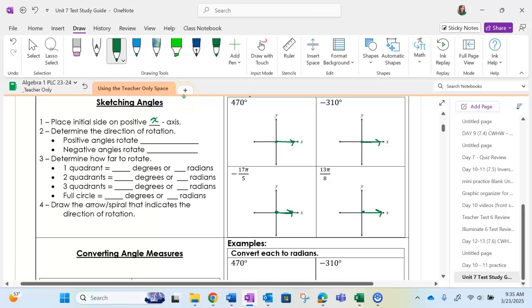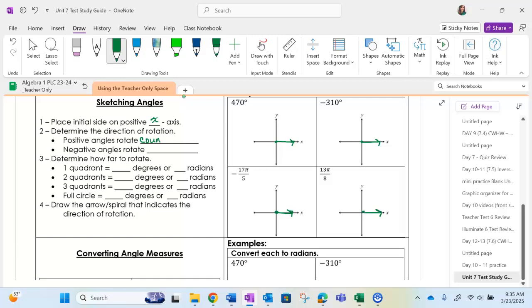Now we're going to determine the direction of rotation. Positive angles rotate counterclockwise. I'll write it down so you can see. Counterclockwise is going in this direction. Negative angles go clockwise, which is going in this direction.